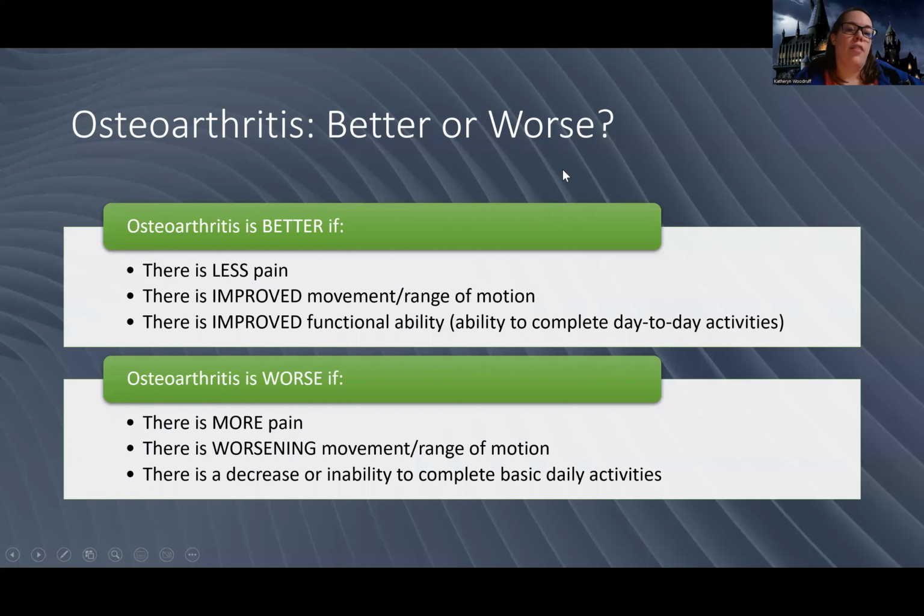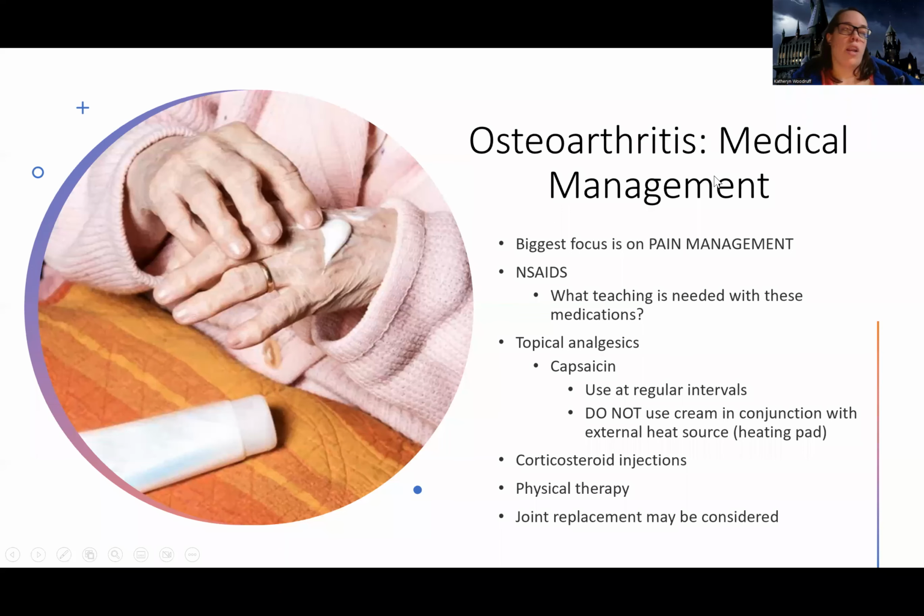So better or worse, this is chronic pain and stiffness is the big issue. Better is less pain, less stiffness, improved range of motion, improved ability to take care of themselves. It's worse if there's more pain or stiffness, or worsening range of motion or movement, or a decrease or inability to complete those daily activities. This is a chronic condition, so we want to make sure we're managing their symptoms and improving their quality of life. The biggest focus for osteoarthritis is going to be pain management.